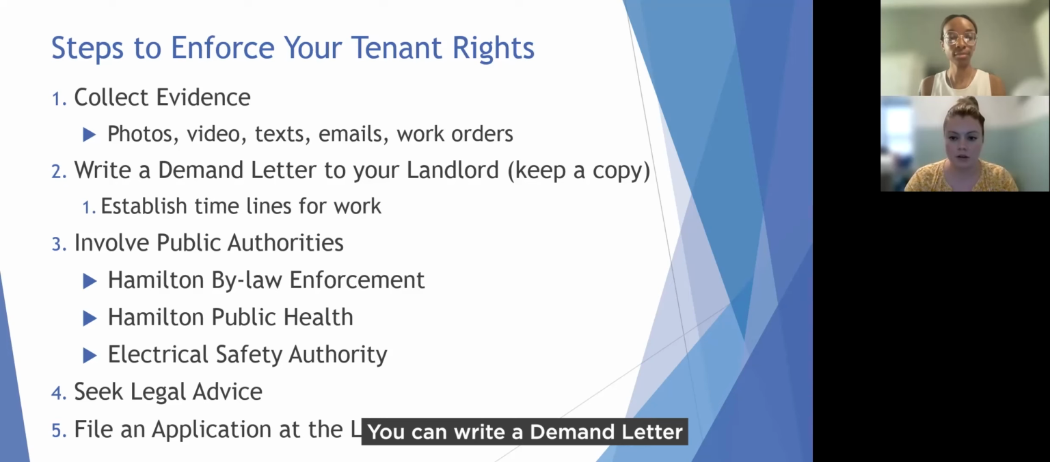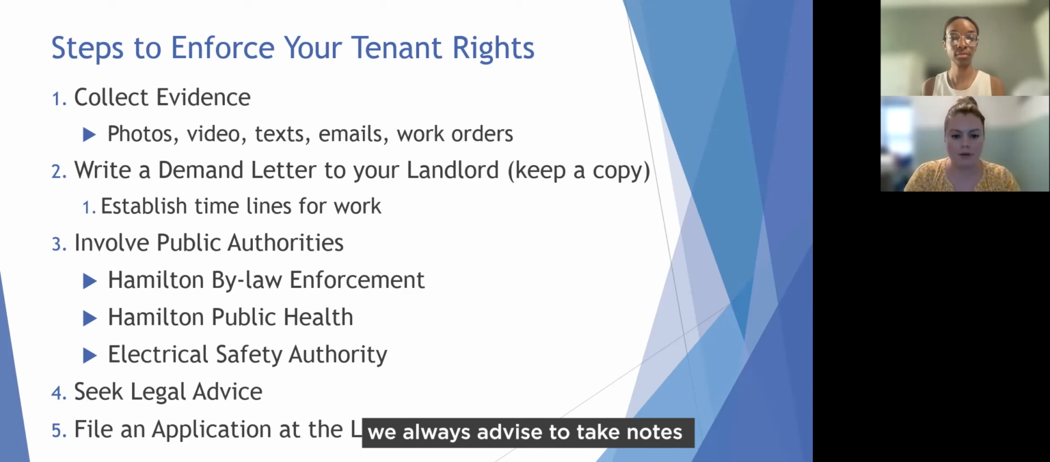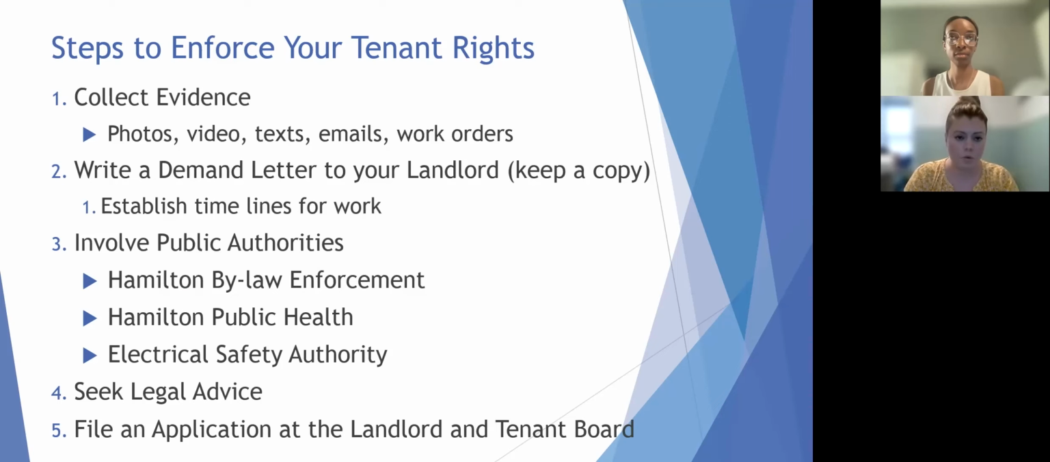You can write a demand letter to your landlord, and we always advise to keep a copy so you have a written paper trail. And that's the main thing too: if your landlord is refusing to talk or refusing to email or write through text, we always advise to take notes of your conversations, and try to follow up with an email or something to put it in writing to the landlord, so you have a paper copy of the steps that you've taken to enforce your rights.